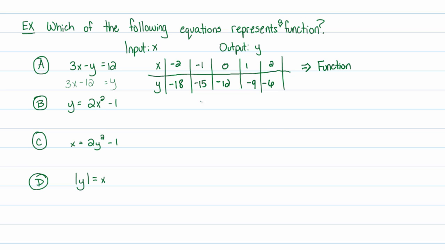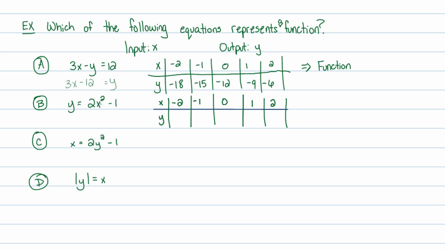So let's go ahead and do another table here. And this time I think I will actually draw out a line here. Nice little line. And I'll write my x, y values. Again, I'll plug in -2, -1, 0, 1, and 2.